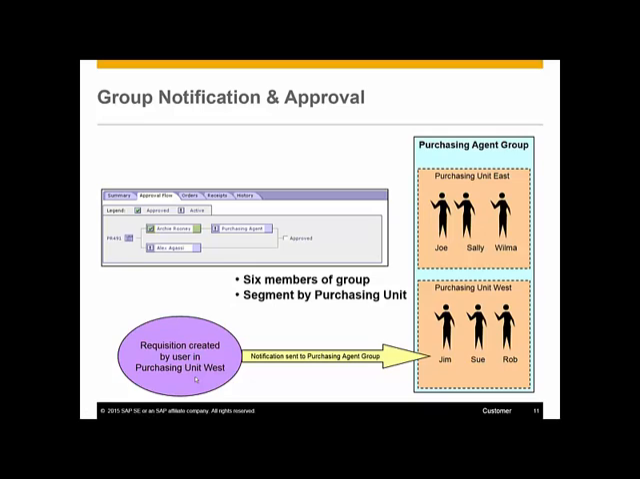This way, if a requisition is created by a user who is in the West region, when it goes for purchasing agent approval, it is not going to go to all 6 members, but rather just to those 3 members that are responsible for the West region. So therefore, there will only be 3 notifications. And this is an example of how that approval is filtered based on the purchasing unit.